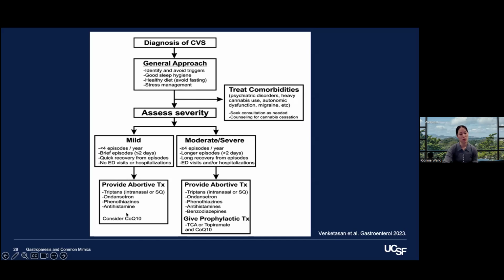For these patients, you can probably just consider providing them with some sort of abortive treatment. Whereas in the moderate to severe category, these are patients who are having maybe monthly episodes, so much more frequent. The episodes may last longer, several days up to a week. And again, they have a long recovery and frequently have to go to the emergency room or get hospitalized. These are the patients that, in addition to providing them with abortive therapies, you also really want to think about starting on some prophylactic therapy as well.